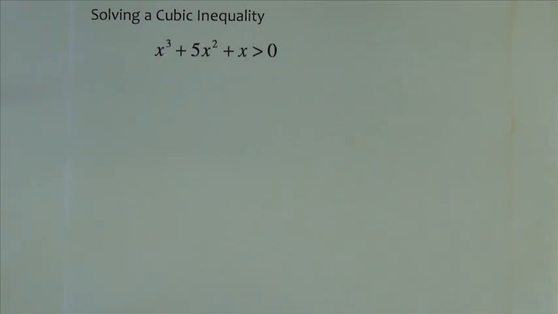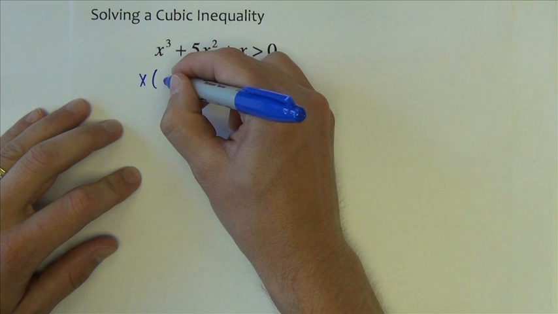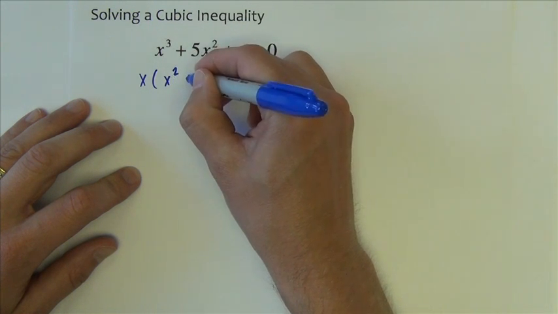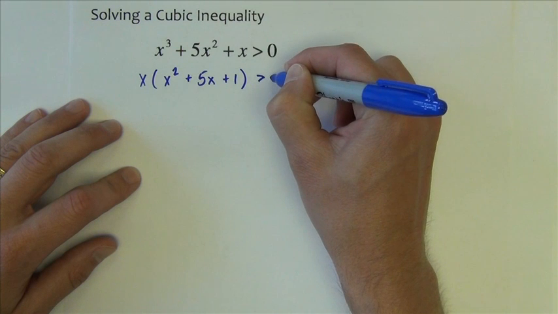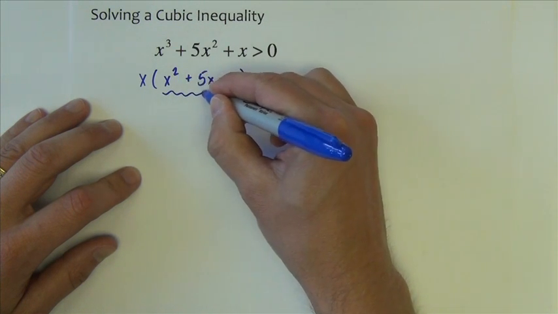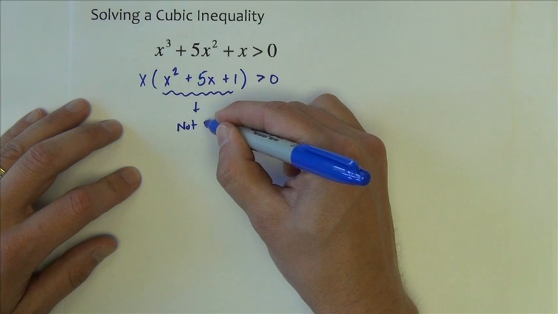This next one, we're solving a cubic inequality. Really, it could be any power inequality. The reason I put it on here is because it's one that I cannot solve by factoring. If I were to begin by factoring it, I can take the x out and leave x squared plus 5x plus 1. But this part right here does not factor.